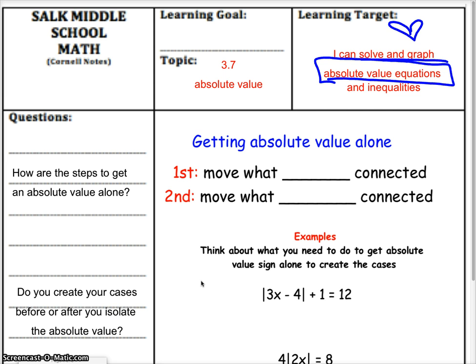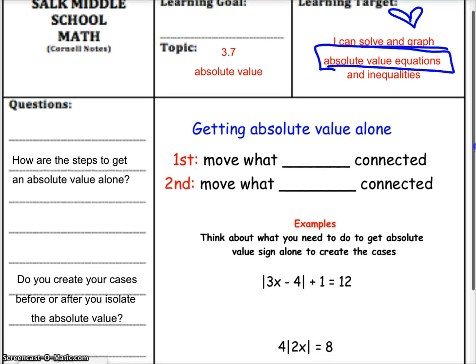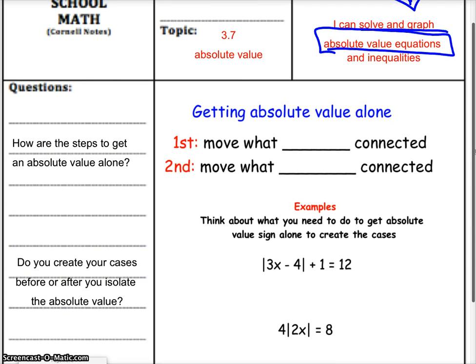So it's really still kind of a critical thinking struggle to remember to make your cases and how to go about that process. But today we're going to bump it up. We're going to have to solve absolute value equations when the absolute value sign isn't alone. So I want you to box off absolute value alone.